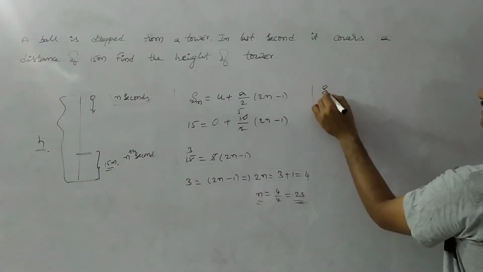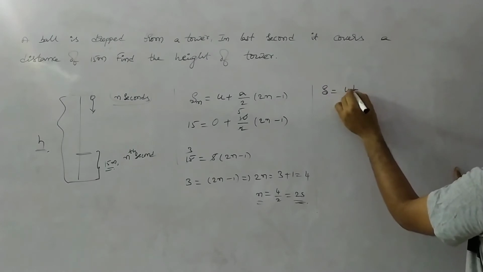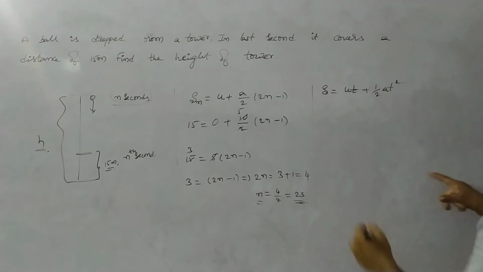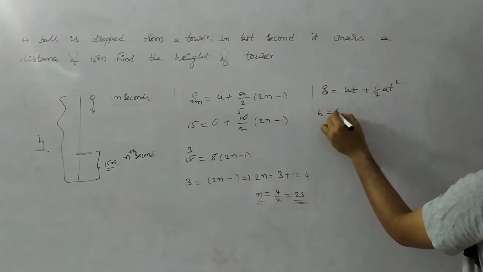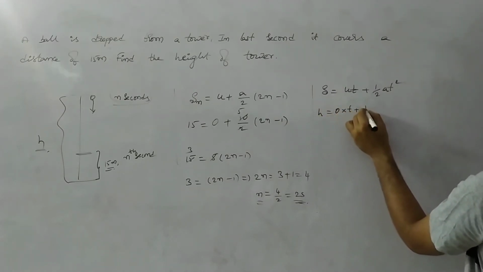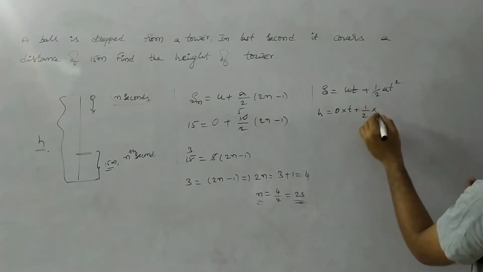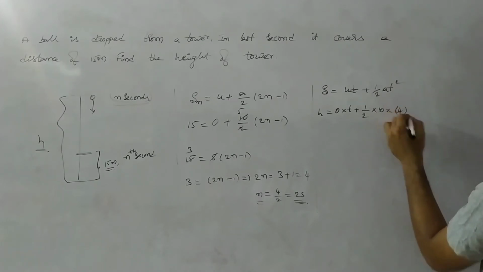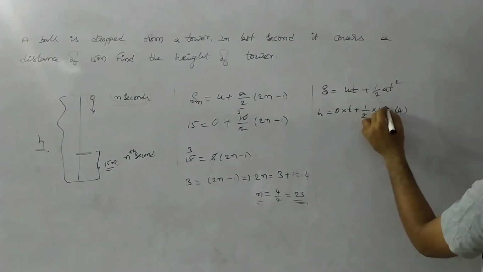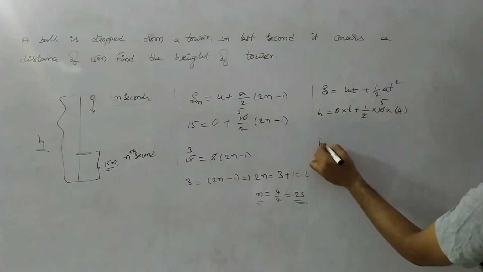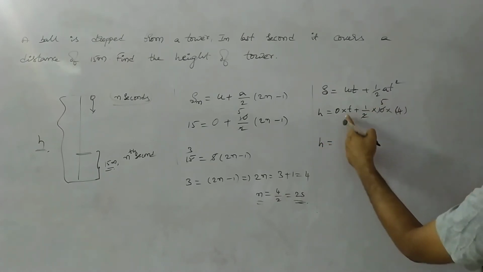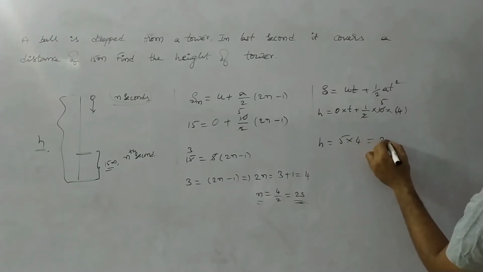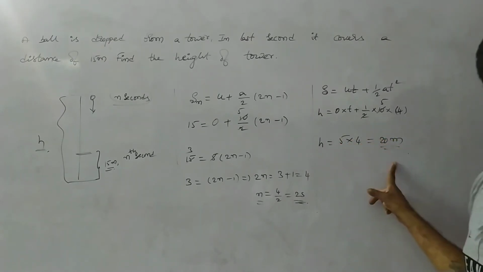The height of the tower is given by the equation s equals ut plus half at square. So here height h equals 0 into t plus half into acceleration 10 into time 2 seconds squared. 2 square is 4. So 5 2s are 10. Then h equals 0 into t, which is 0. 0 plus something is something. So we have 5 into 4, nothing but 20 meters. Height of the tower is 20 meters.